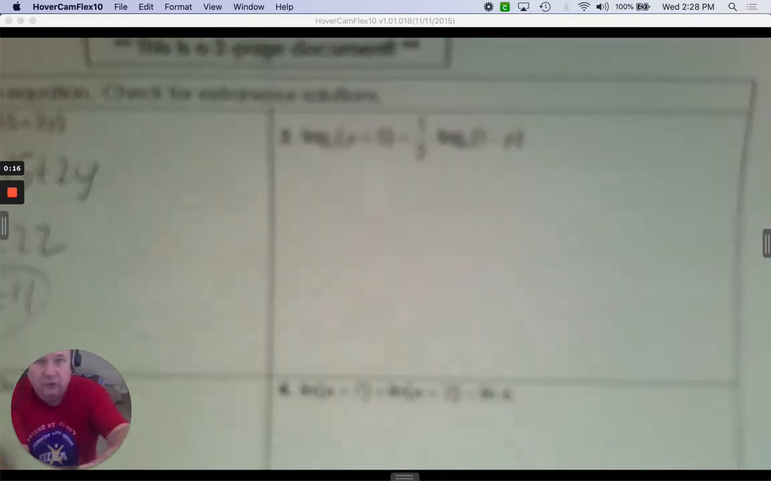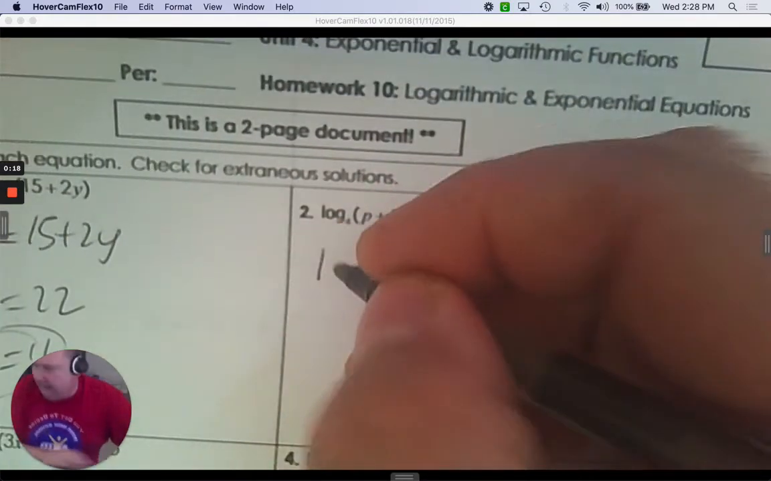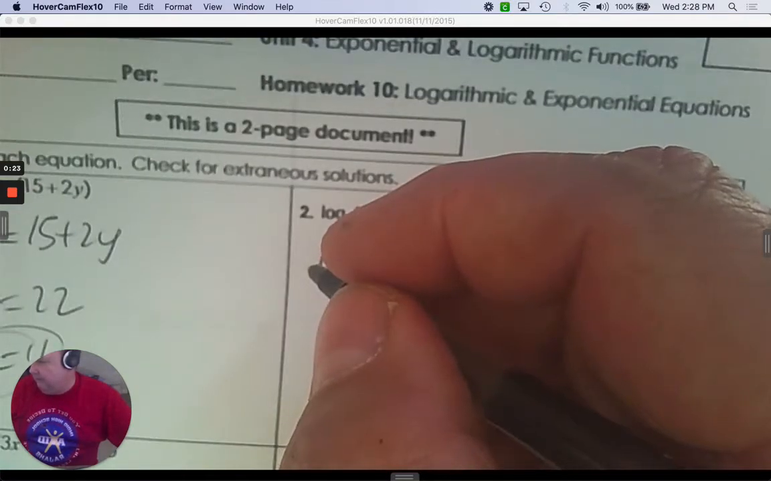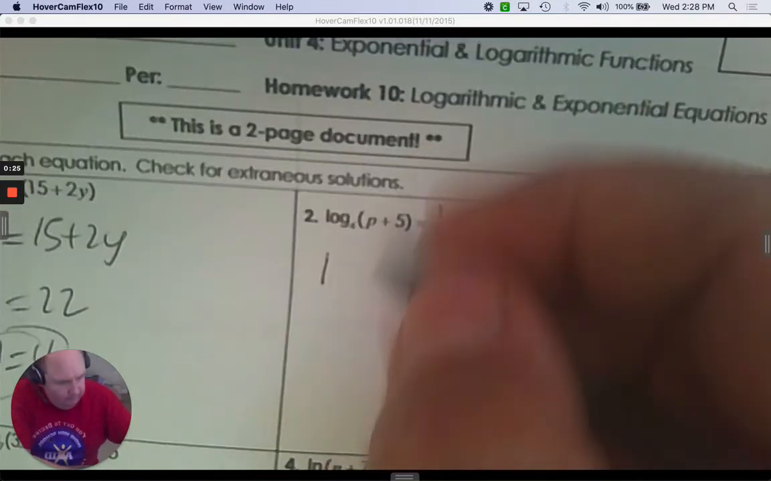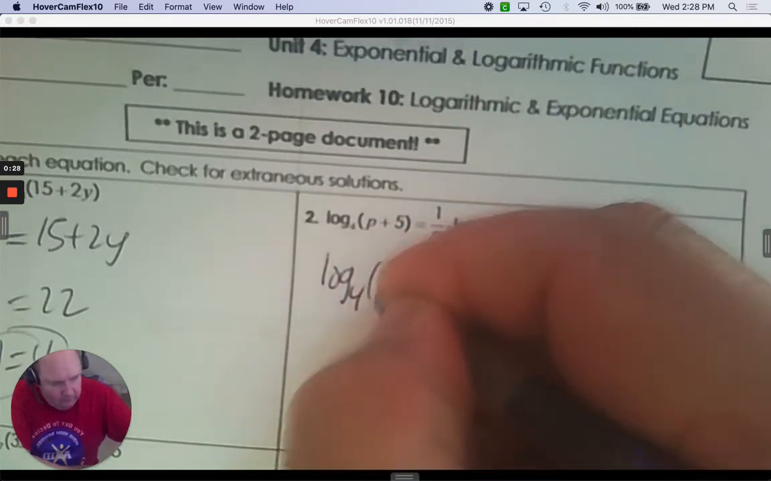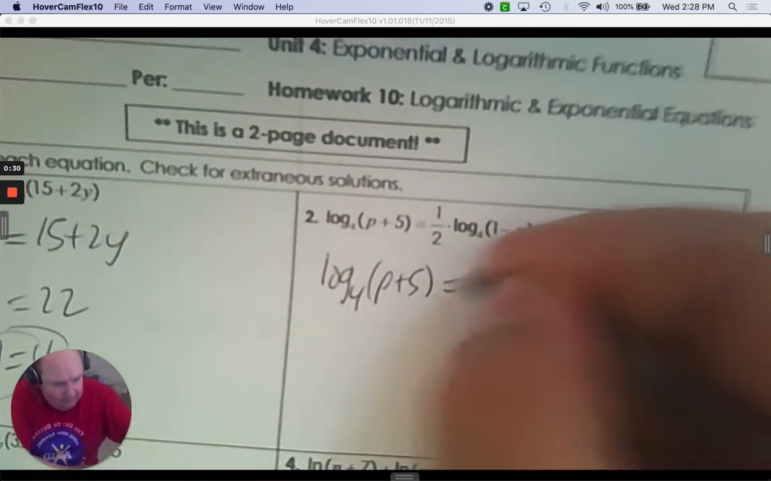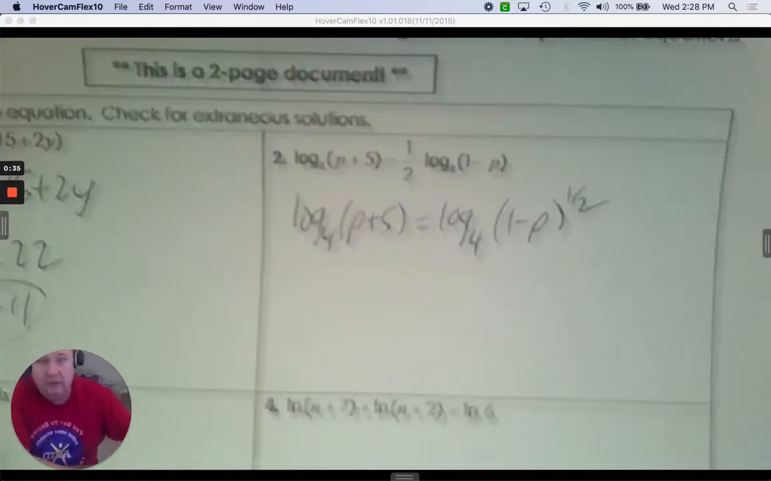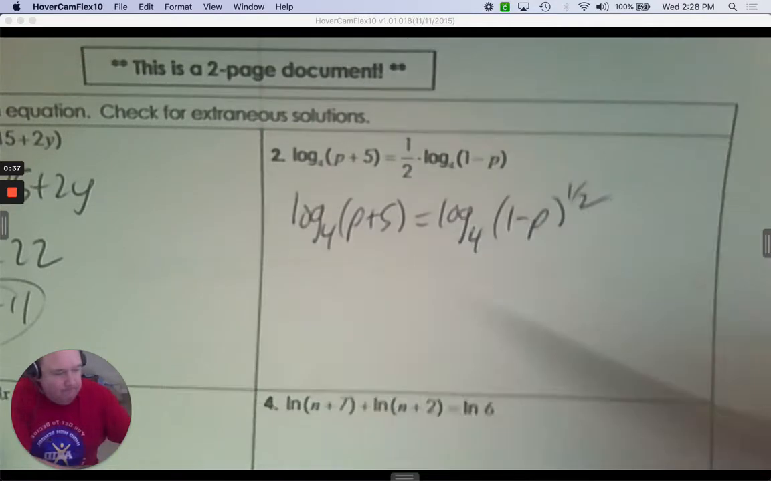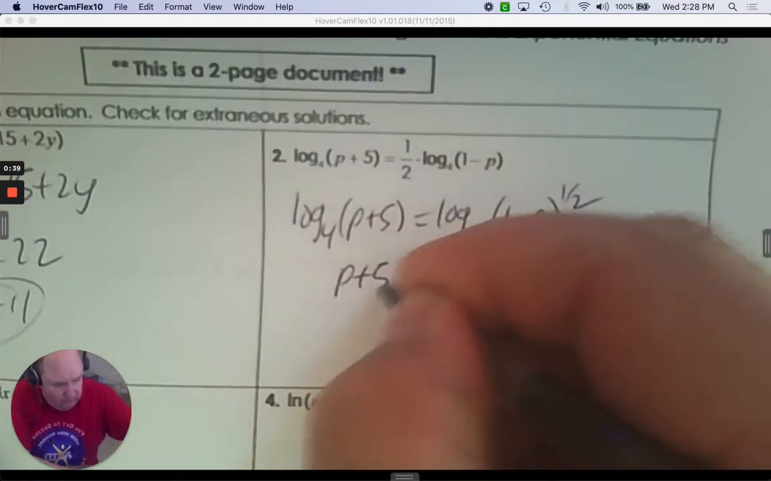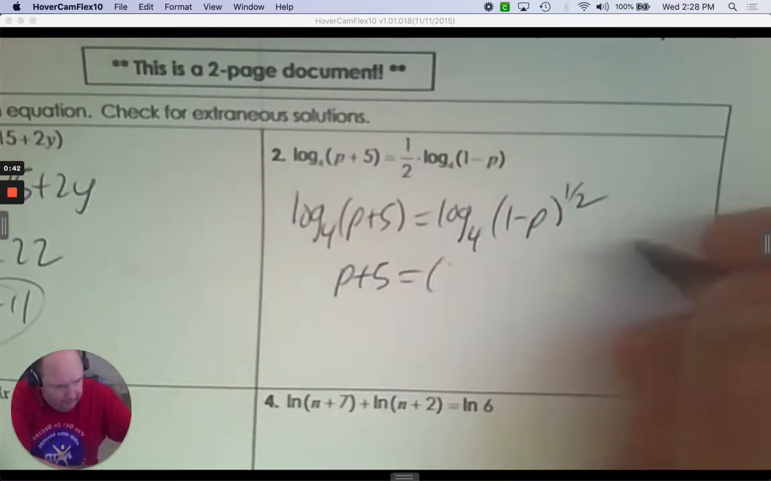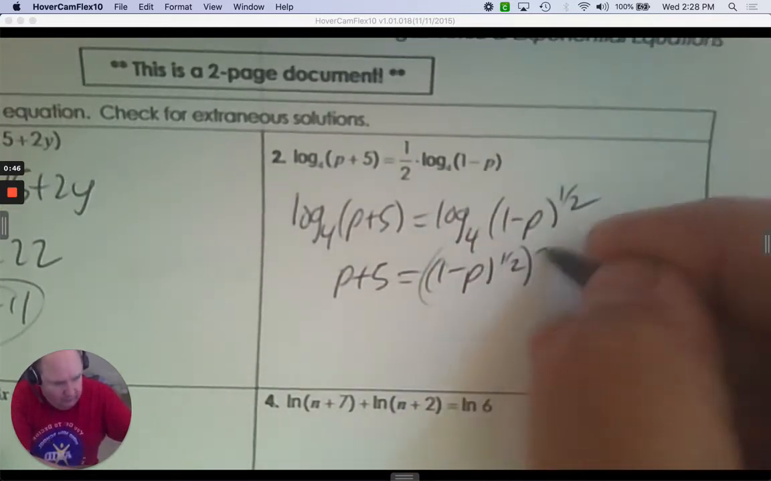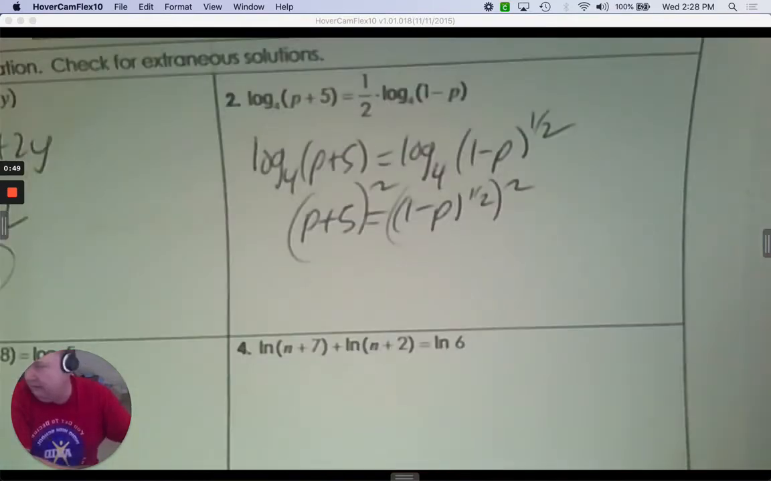For number 2, sometimes you have to apply properties that we know about logarithms to be able to write it properly. So the left side is good, but the right side, that 1/2 is going to be written as an exponent for 1 minus p. So the exponent is 1/2 there. Then you can make them equal to each other. Now the exponent 1/2 means square root, but to undo it we're going to square both sides.